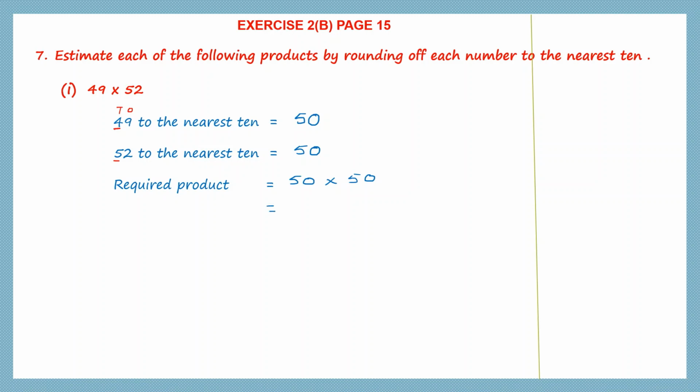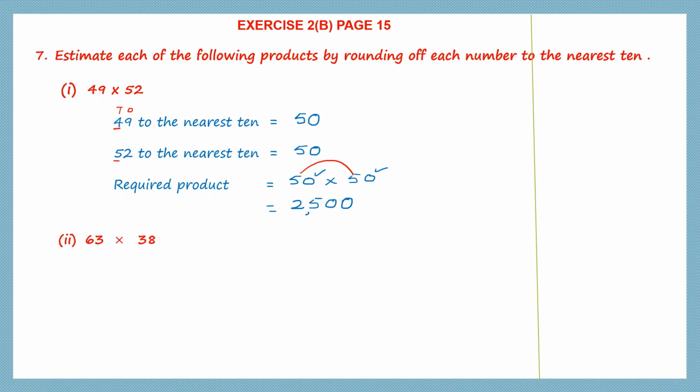Okay, so the easiest way is by multiplying only the numbers, leaving out the zeros. This is the easiest way to multiply when numbers are ending in zeros. So 5 5s are 25. And then we count the two zeros. We have 1, 2, two zeros and we put it here. So what do we have here? 2500. So the required product is 2500.